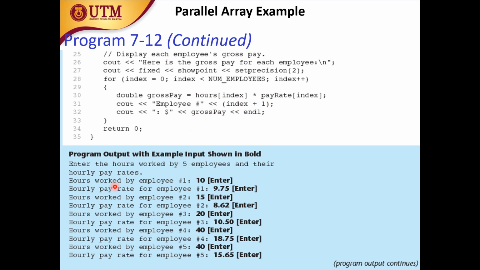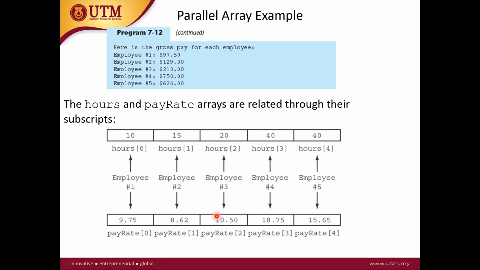So for example, if we say 10 hours is worked by that employee, and the pay rate is going to be 9.75, so this one is going to be multiplied by this one, which is going to be 97.5, and this one multiplied by this one, that one multiplied by that one, and this is going to be the output. And this is how they are stored and they are related to each other.